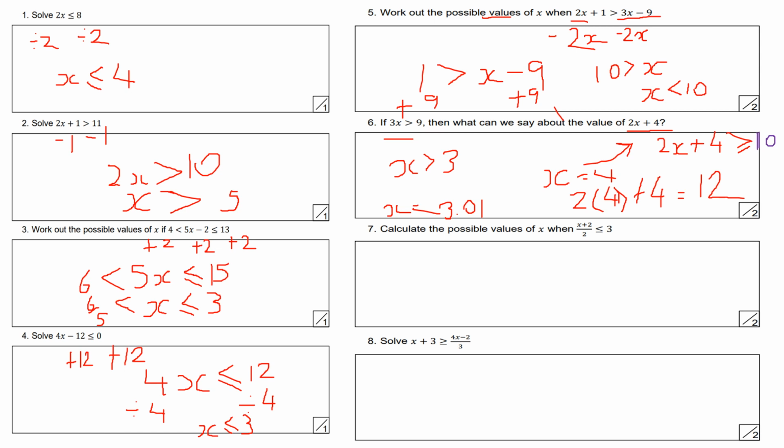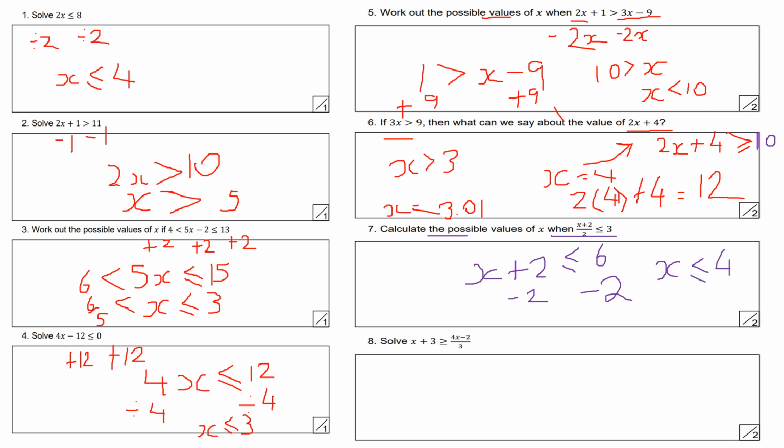Question number 7. Calculate the possible values of this. I'm going to multiply both sides by 2. So I'm going to have x plus 2 is less than or equal to 3 times 2, which is going to be 6. I'm then going to subtract 2 on both sides of my inequality to balance it. I get x is less than or equal to 4, guys.